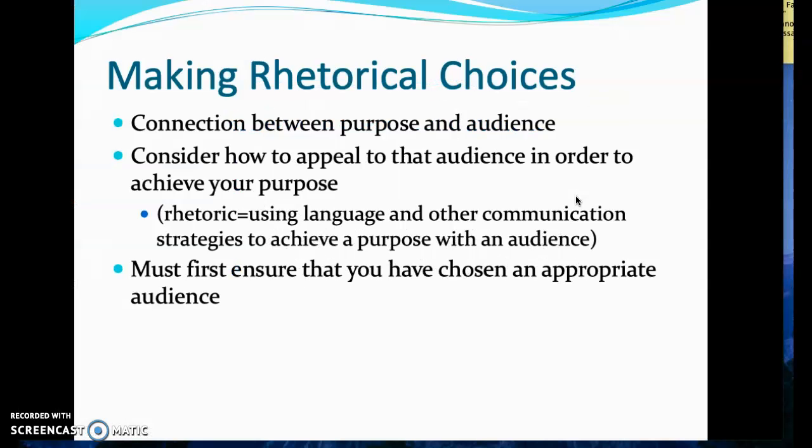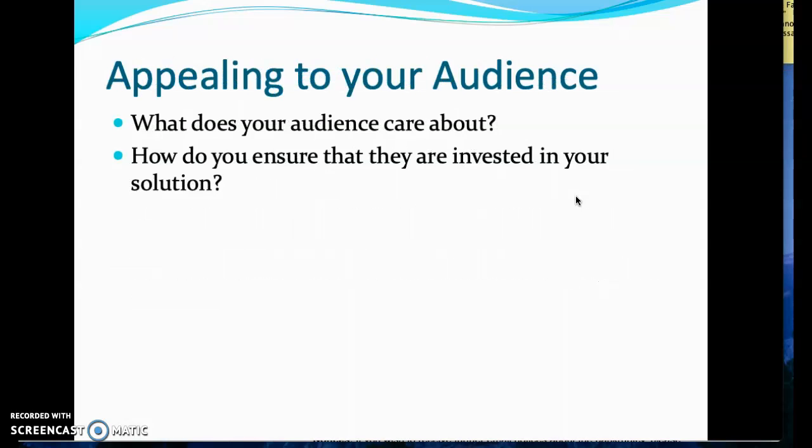So when I talk about making rhetorical choices, what I am referring to is a focus on the connection between your purpose and who your audience is. You'll want to consider how to appeal to that audience you've chosen in order to achieve your purpose. So rhetoric is defined as using language and other communication strategies to achieve a purpose with an audience, and that's where that plays in here. So you first want to ensure that you've chosen an appropriate audience, an audience that can carry out that solution you're proposing. And then you'll need to think about how you can appeal to that audience.